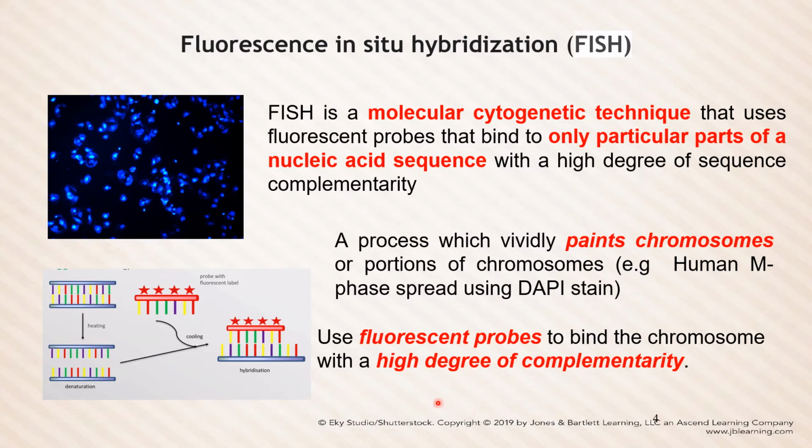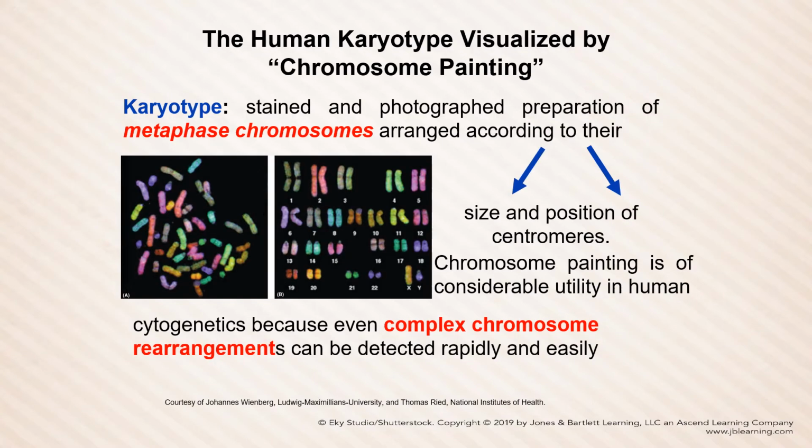All of these use fluorescent probes that bind to the chromosome with a high degree of complementarity. Why do you need a high degree of complementarity? So you don't have attachment in non-specific regions, which could happen. So you always have to use a positive and negative control to know that your probes are working very well. So now that we know how these types of stainings are done and how they organize it, let's talk a bit again about this.